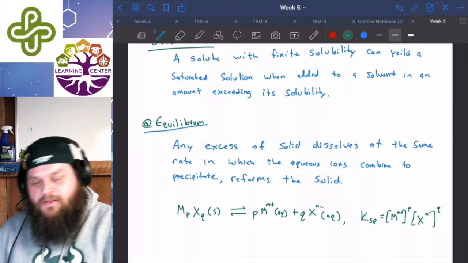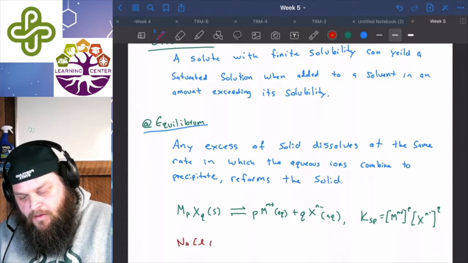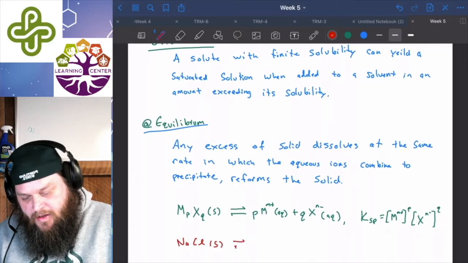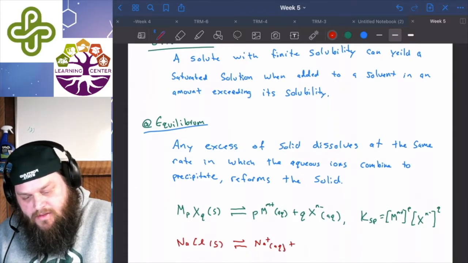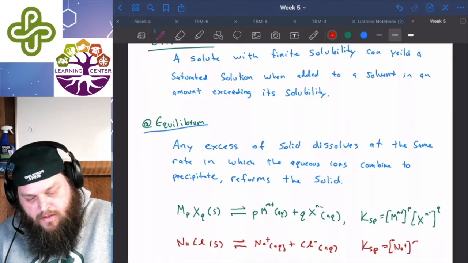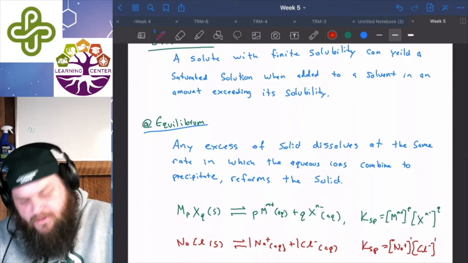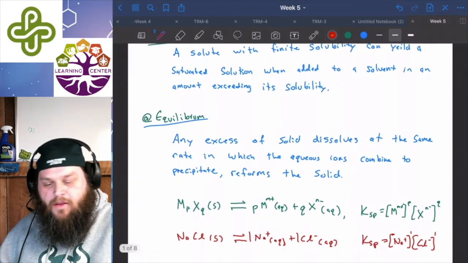So if I were to just throw an example out, we could say if this was, say, sodium chloride as a solid, it would be in equilibrium with sodium ions in their aqueous state plus chloride ions in the aqueous state, and the KSP of that is going to equal the concentration of sodium times the concentration of chloride. And these are both going to be to the first power because the stoichiometric ratio, the coefficients there, are going to be 1 and 1 for sodium and chloride.